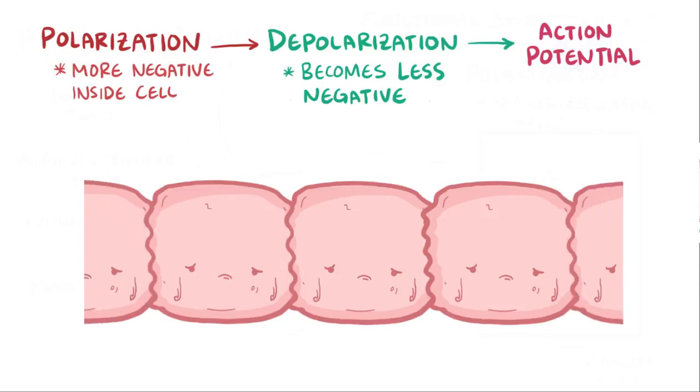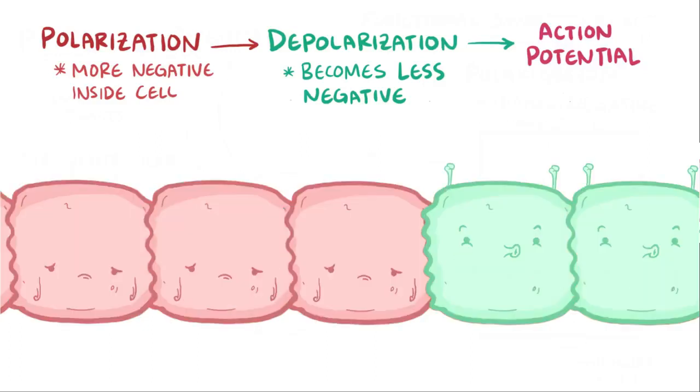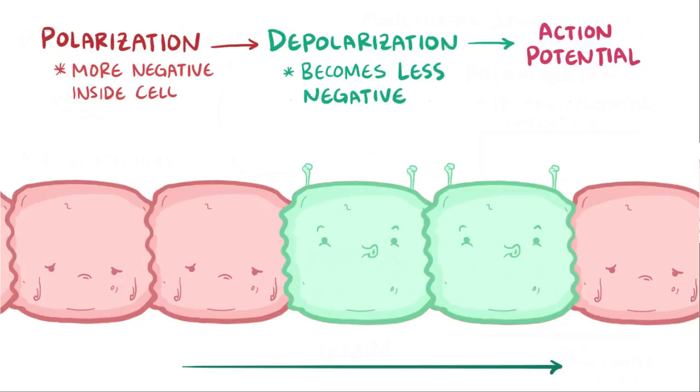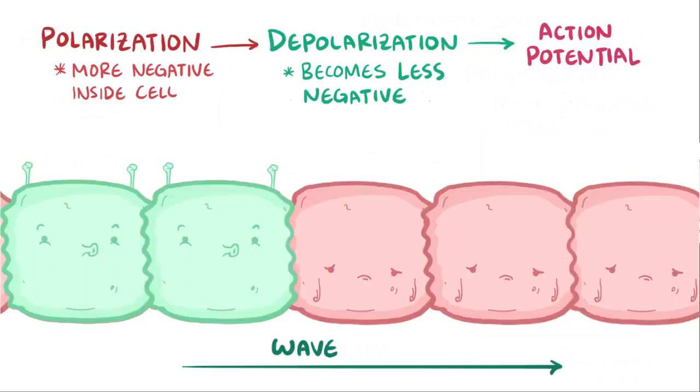When one cell depolarizes enough, it can cause some ions to flow into neighboring cells, and trigger them to depolarize as well. If one cell after another depolarizes, then there's a depolarization wave, which you can imagine looks a little like a wave moving through a crowd at a football stadium.